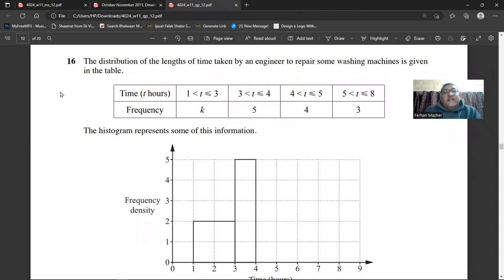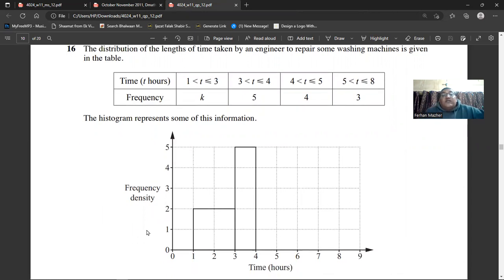The distribution of the length of time taken by an engineer to repair a washing machine is given in the table. From 1 to 3 hours, K people; 3 to 4 hours, 4 people; 4 to 5 hours, 4; and 5 to 8 hours, 3. The question says the histogram represents some of this information. Here the time is represented, and here the frequency density is given.